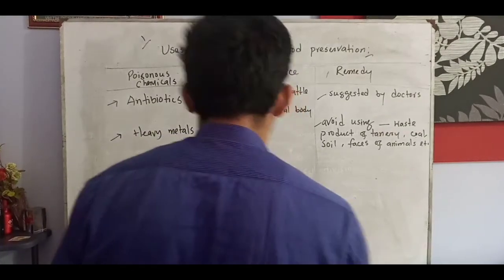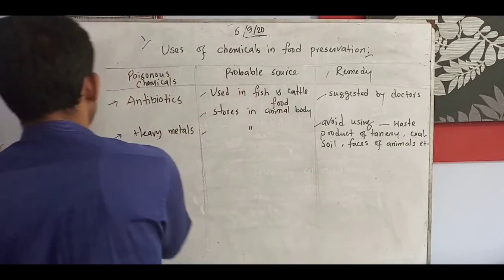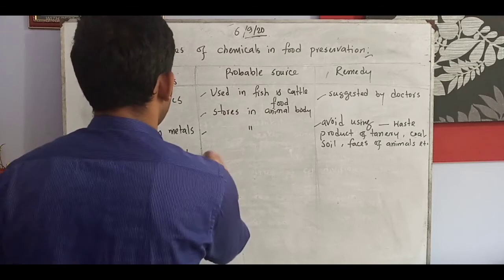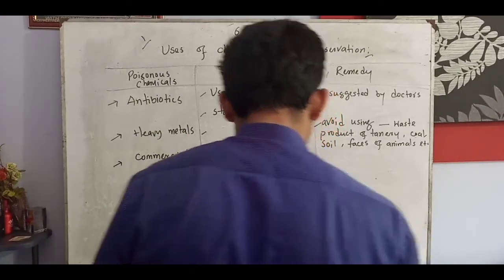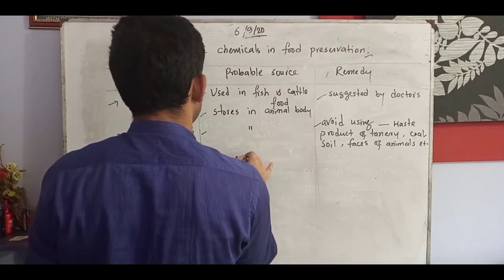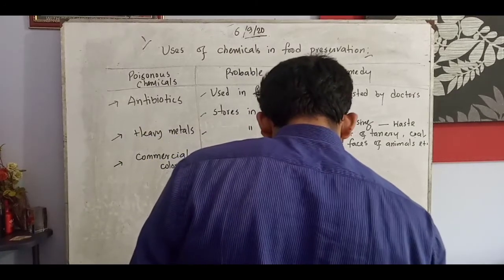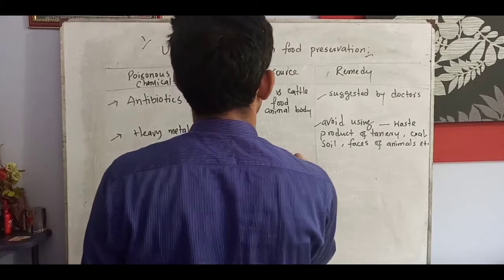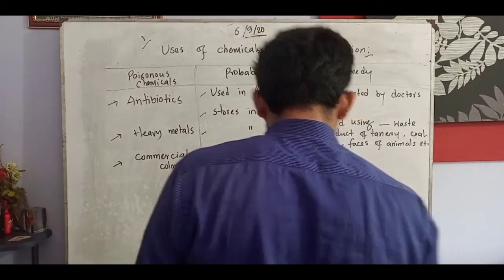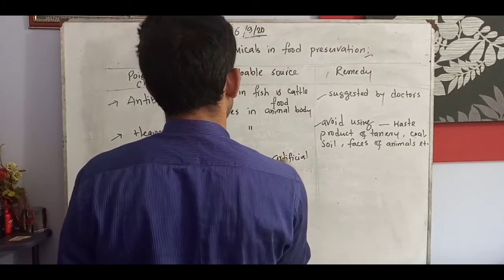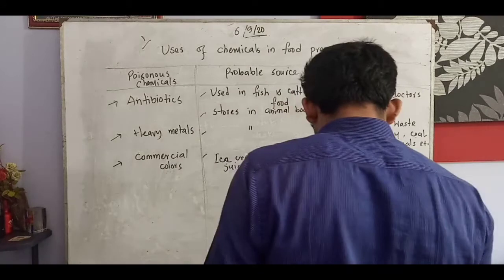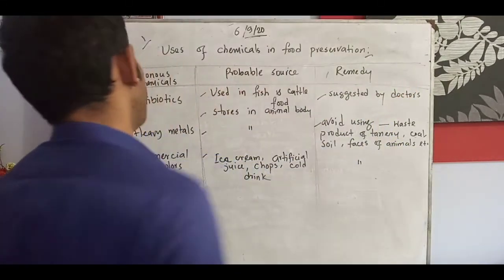And number three was commercial colors. Yes, this is a probable source. Commercial colors we can see in ice cream, then artificial juice, then cold drinks, chops, and similar things, in the same way.